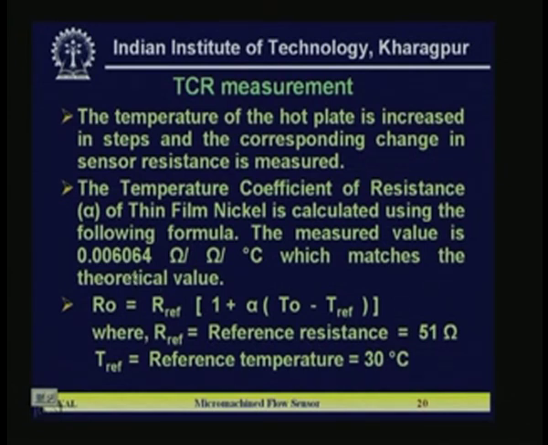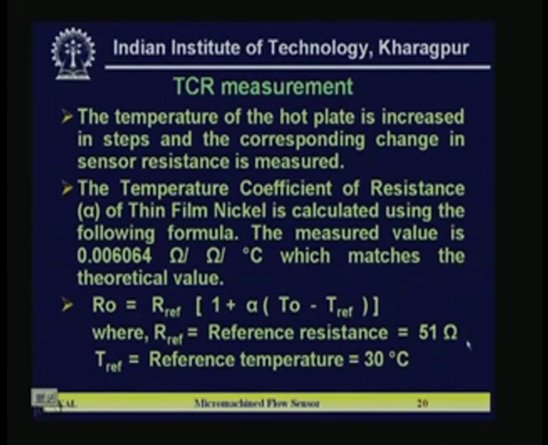At the same time, another deviation is because you are measuring the TCR of the nickel film, and you are not expecting the TCR of the nickel film to be the same as that of the bulk. The result reported in the literature is the bulk nickel TCR value, which is 0.0064 or 65, something like that, but here we are getting very close to that, and the deviation is because of that.